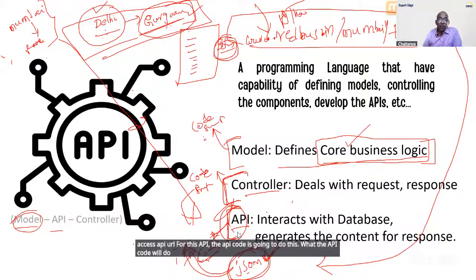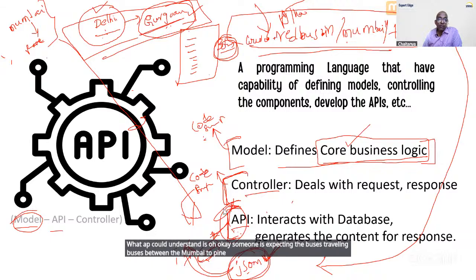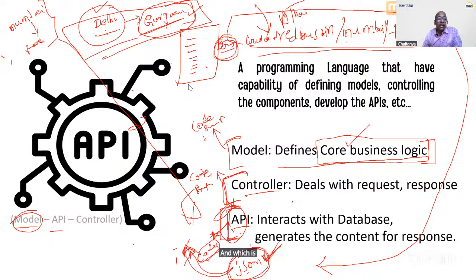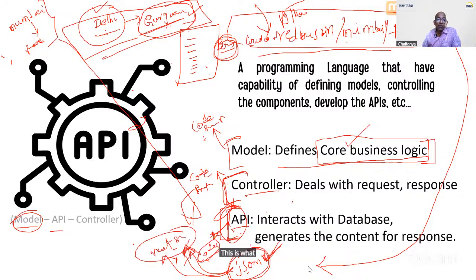Once the API code receives this URL as a request, it understands, okay, someone is expecting the traveling buses between Mumbai and Pune. So the API code immediately connects to the database and fetches all the buses traveling between Mumbai and Pune, places that data in one JSON format, and sends that JSON content to the React server. This is what API means, and the API code will always do this, like a routine job.